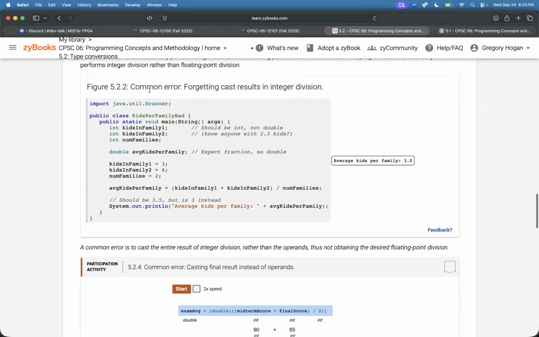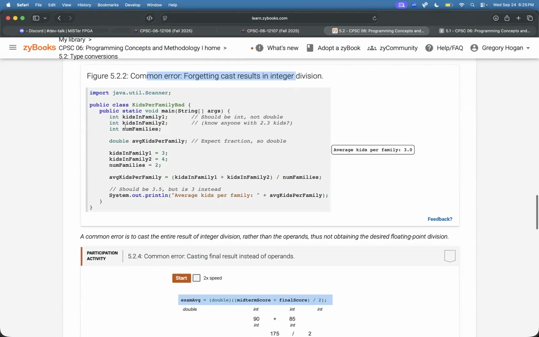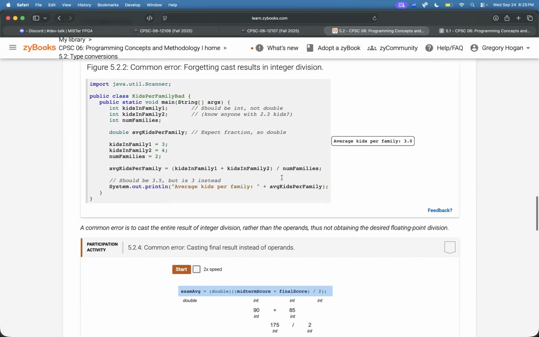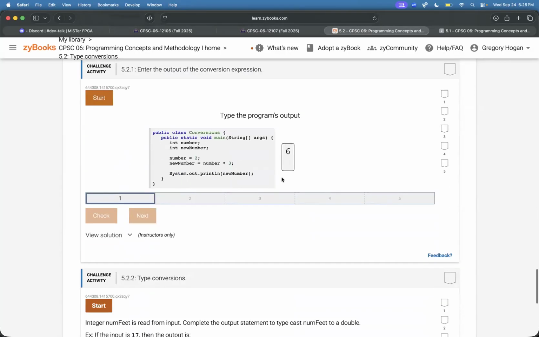They say a common error would be forgetting to cast your results. So this was an example of everything being integers except the average kids per family. And they did the calculation without typecasting and got the wrong answer. But that's the exact example that we used, right? So fixing this would involve putting just a typecast of double either here in the numerator or here in the denominator, or both.